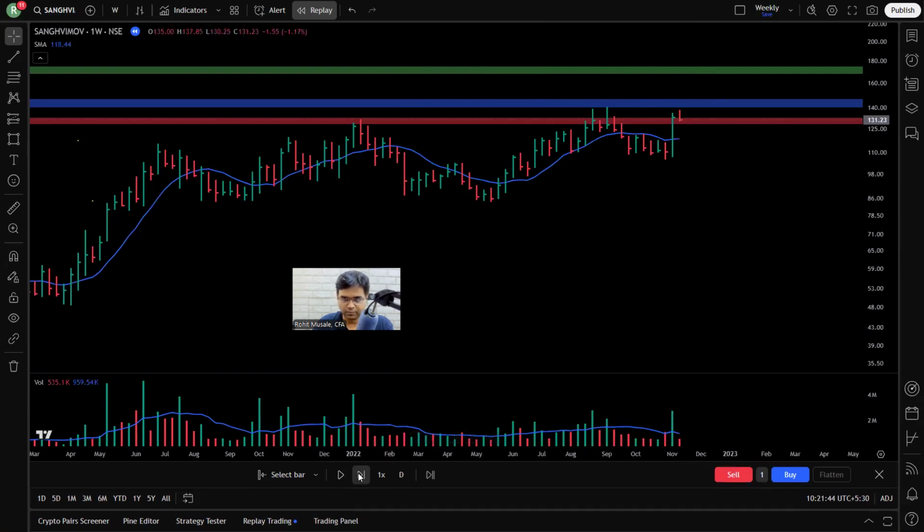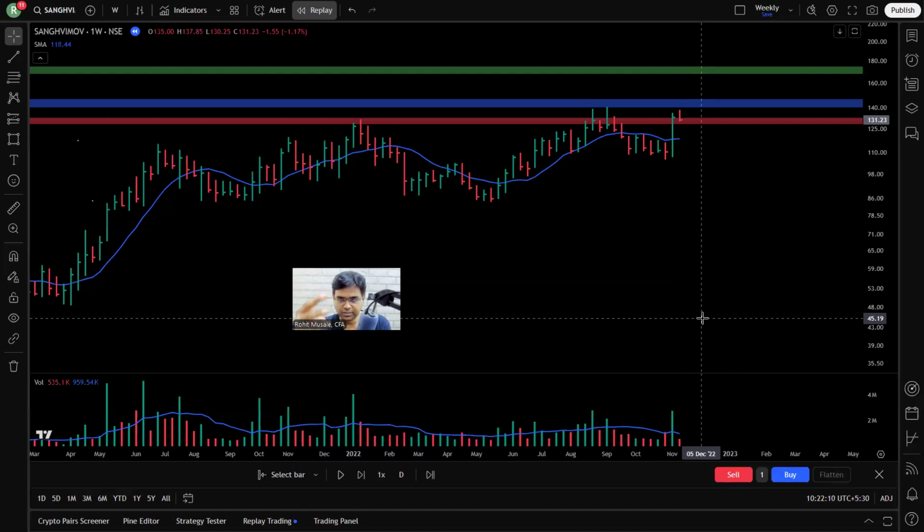So I move it one day forward. See, this is like Monday, right? Look at the volume. Volume is 535K and the average is 959, which means on Monday itself, half the required volume, half the average volume is already taken out, which means on Tuesday, probably the volume will exceed the blue line.